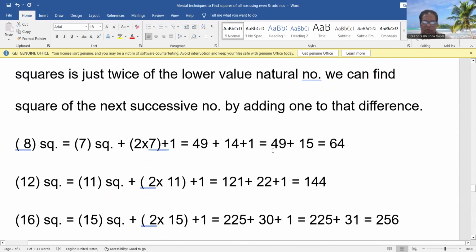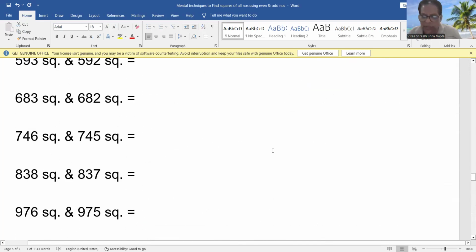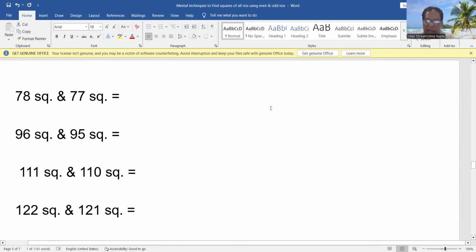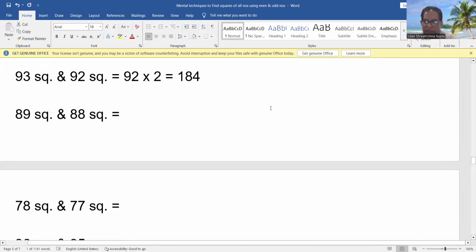So I have shown you three wonderful techniques of square numbers. How to find the square of a number using the concept of odd and even numbers, of the counting table, of the series of numbers. Then how to find the square of a given number from a given square, like 75 square from 74 square, 76 square from 75 square. Any two consecutive number squares you can find out if you are given the square of the previous number, right?